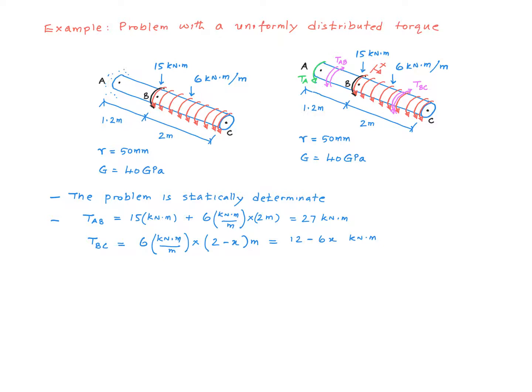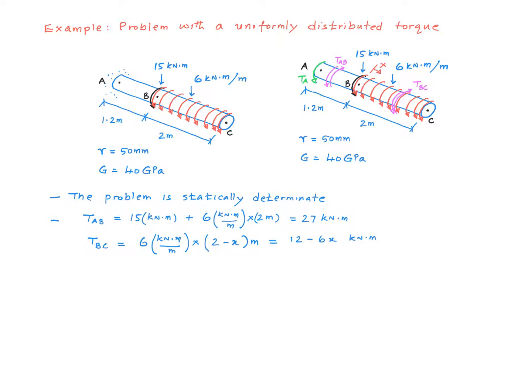x from point B. Alright, let's start with our sectioning right here within AB and consider this right side, everything starting from here all the way to point C. Since TAB is going clockwise at this point, everything summed up in the counterclockwise direction should be equal to TAB. So we have 15 kilonewton meter at this point, so that goes in as a term in that equation.